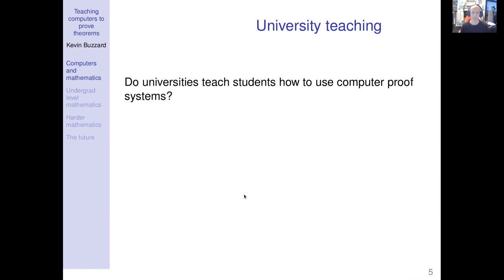So that's kind of interesting, the fact that these systems exist. And I think it's also interesting that on the whole, universities don't teach their students how to use them, because they've been around for 50 years, the earlier systems. And it turns out that in fact, people are being taught how to use them, but not in maths departments. There are courses in computer science departments which teach students how to use these computer proof systems. And this has been true for a long time now. And it has somehow, in some sense, greatly warped the kind of mathematics which gets done in these systems.